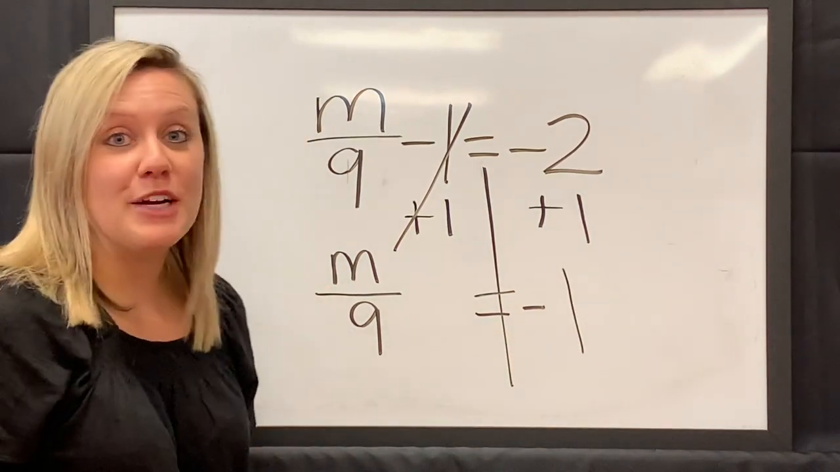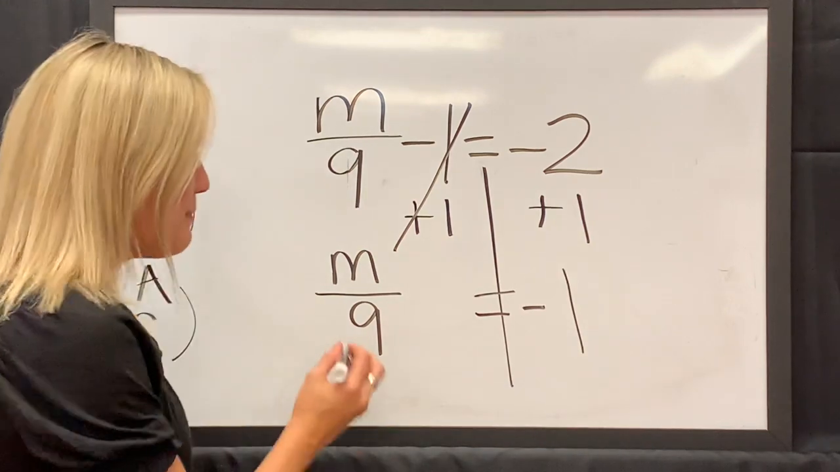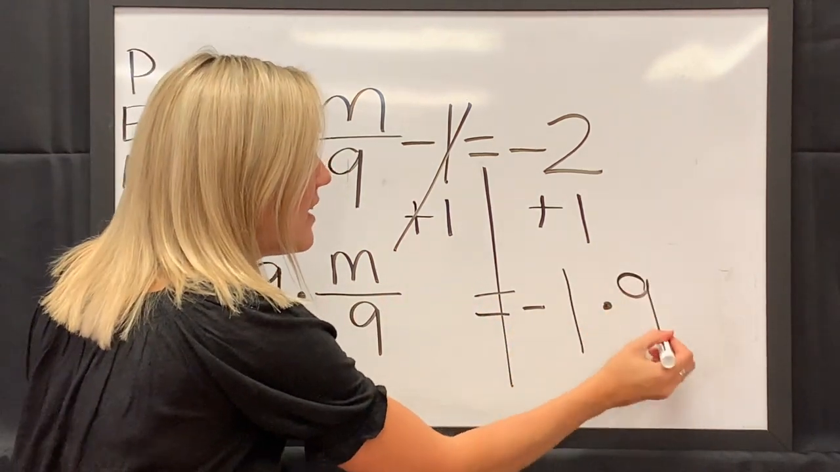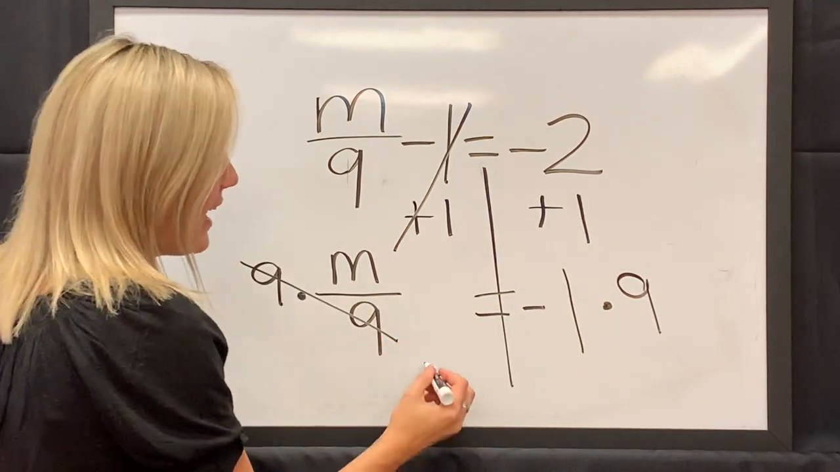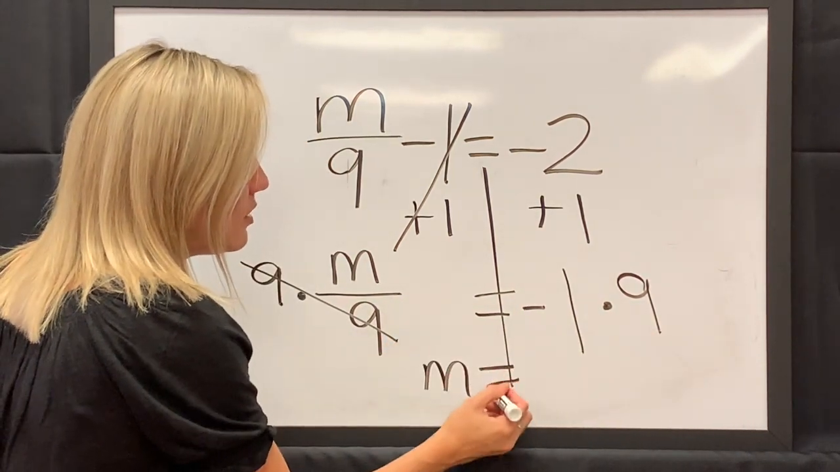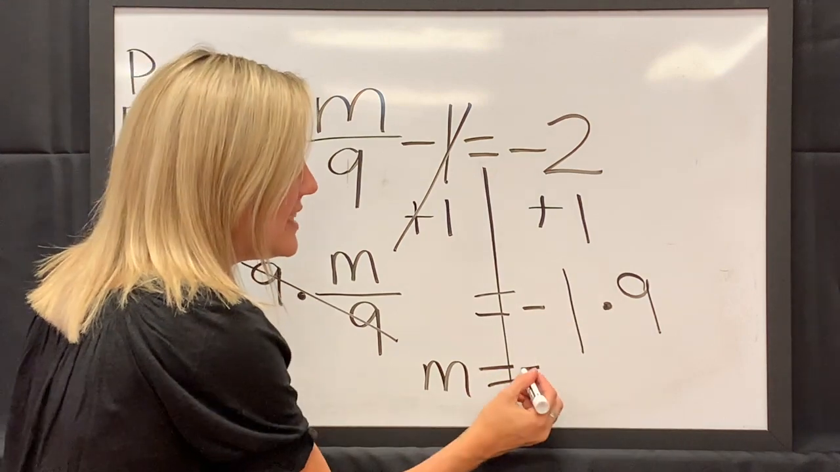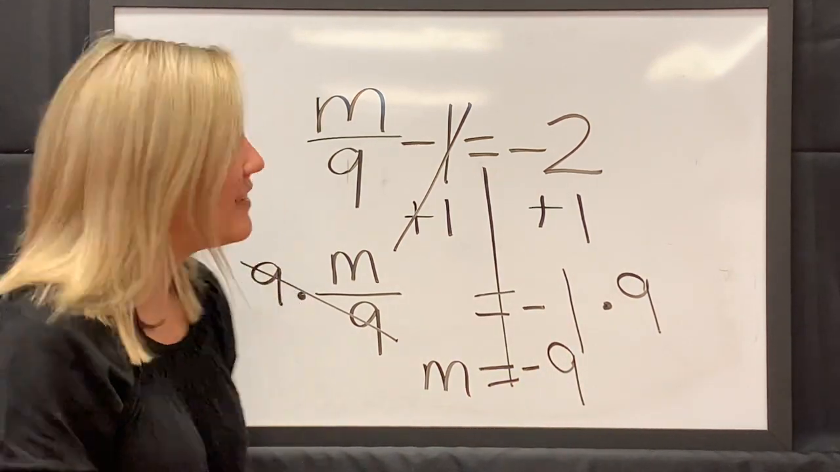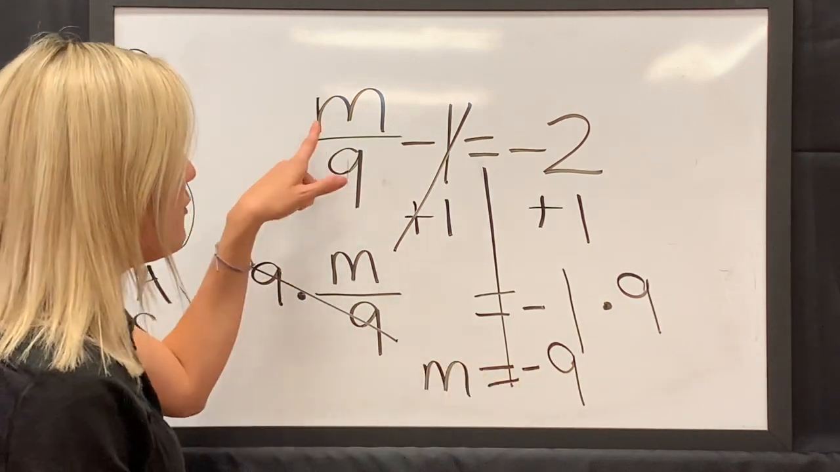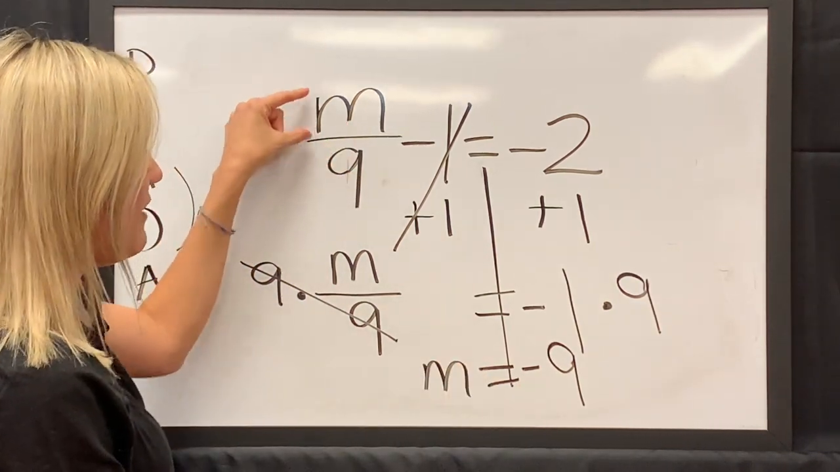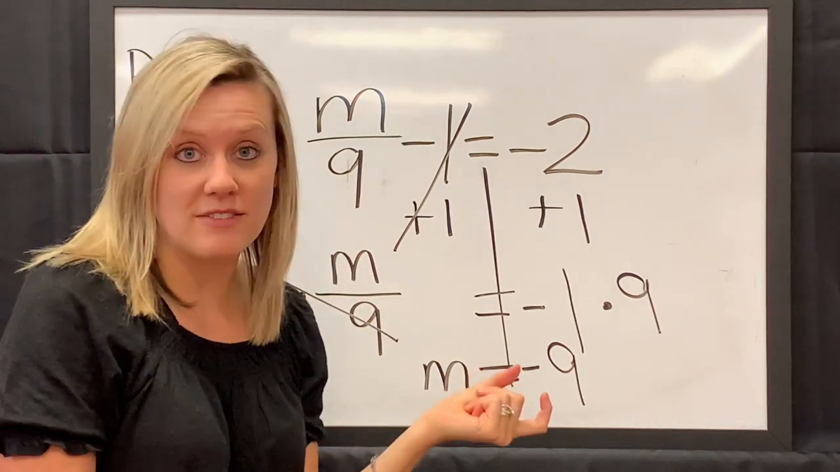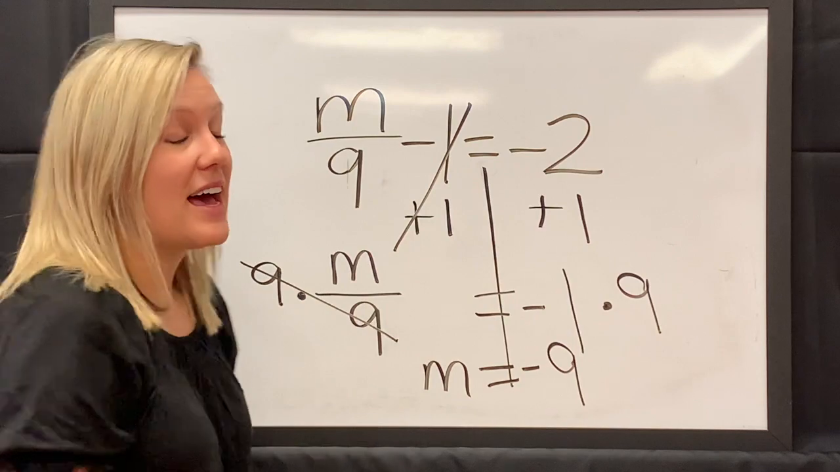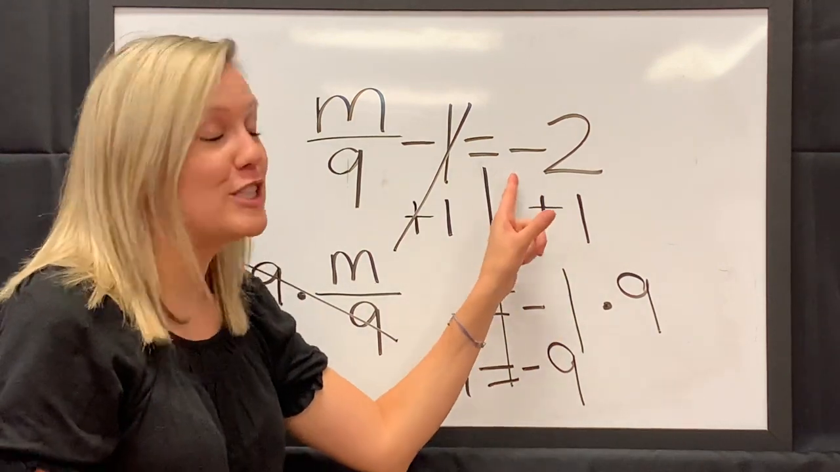Okay, I need to get rid of divided by 9, so I'm going to multiply by 9. Multiply by 9, cancel, and I will have m equals negative 1 times 9 is negative 9. Okay, here I'm going to check myself. If I plug in a negative 9 for my m, I would have negative 9 divided by positive 9, which is negative 1. And then if I were to subtract 1 from that, I would have negative 2.